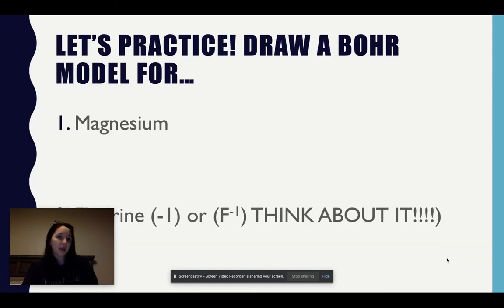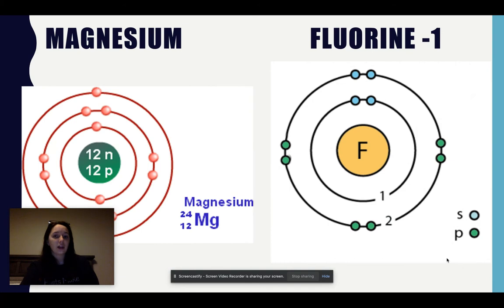Now, let's practice drawing a Bohr model. We did this in class, and so I am just going to give you the answers. However, if you'd like to try this on your own, we have magnesium and a fluorine with a -1 charge. I get the 2 types of Bohr models that look like these.